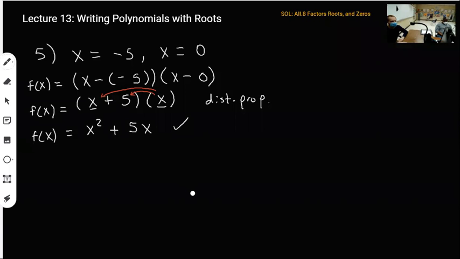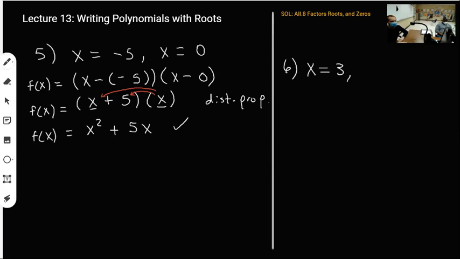Okay? Let's try number 6. All right, so number 6 says x equals 3 and x equals 1/2. So what I want to start off by doing is subtracting these from x. So I'm going to have f of x is equal to x minus 3. Notice I'm subtracting the 3 and x minus 1/2. I subtract the 1/2. So I'm always subtracting.